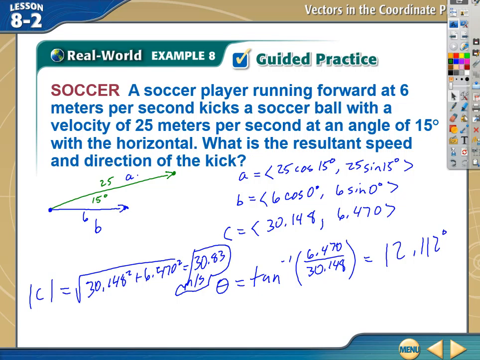Ba-bing. All right. That's what you should have. You should have the square root. Put the number squared plus another number squared. I was handy enough. I did the calculator stuff for you. 30.83 meters per second. Did my inverse tangent. Okay. Those are the numbers you should put and where they should be put. Again, happy calculator. 12.112 degrees. There you go. That's the best way to do this, guys. All right.